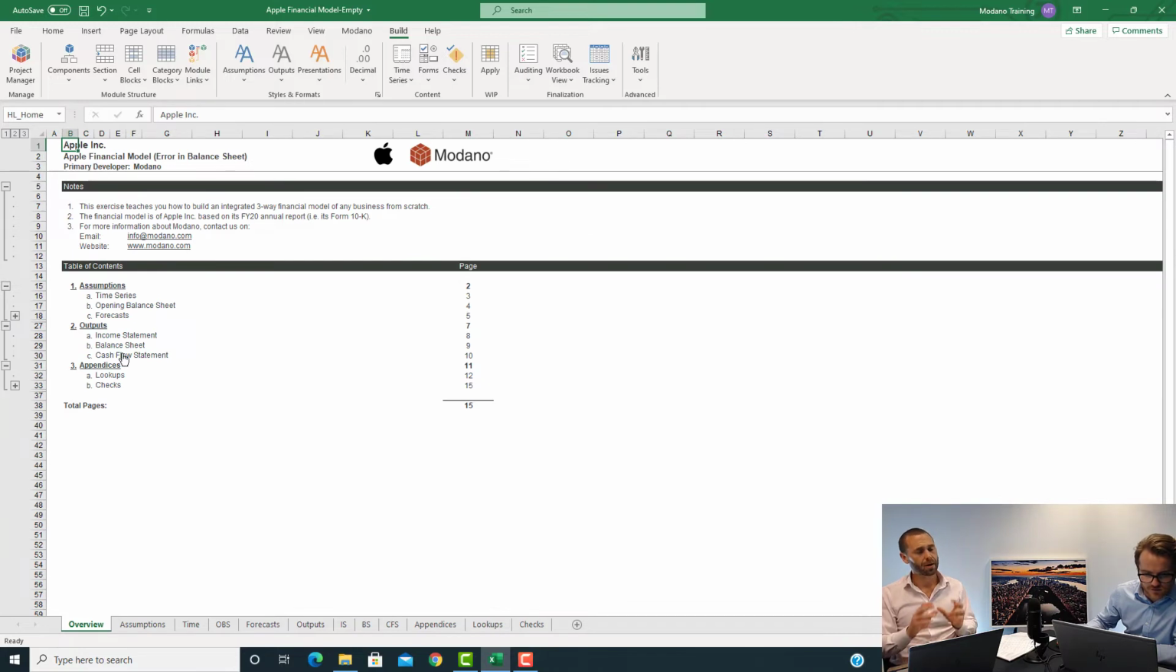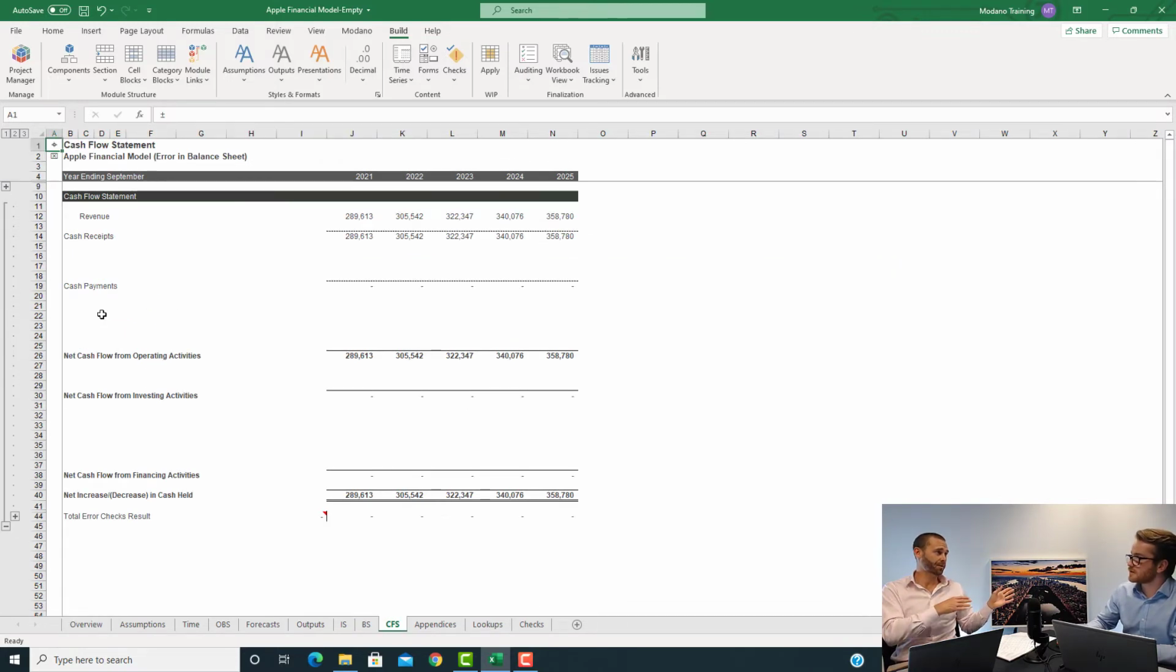And this time, cost of goods sold, unlike revenue, is a payment, so it's part of cash payments. It's a detail row, so we're going to indent it in column C again, and we're just going to go to row 15. We're going to put cost of goods sold in column C, and then we're going to go to J15, and we're just going to equate it to the income statement cost of goods sold.